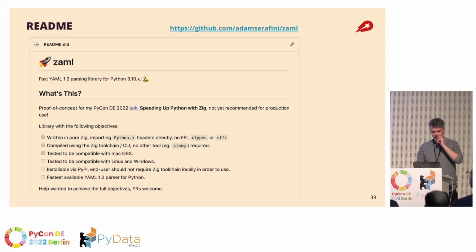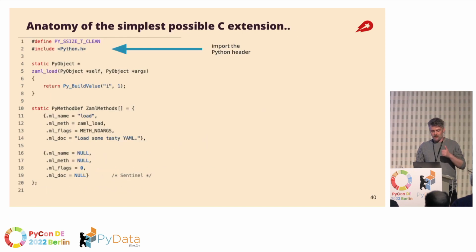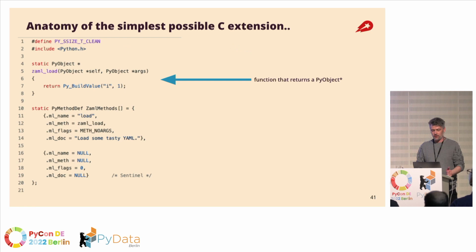Let's just dive into what the simplest possible C extension is, and then I'll show the Zig version of that, and we'll pretty much see it's not that different. The additional boilerplate to write the Zig extension is not very much. To begin with, we import the Python header. Here we've got a function that returns a PyObject pointer. On line 7, we're returning an integer with the value 1. That's all our module does. It returns from the load function an integer with the value 1.